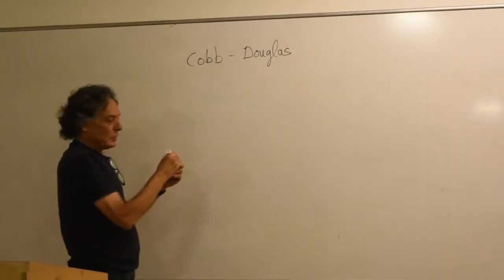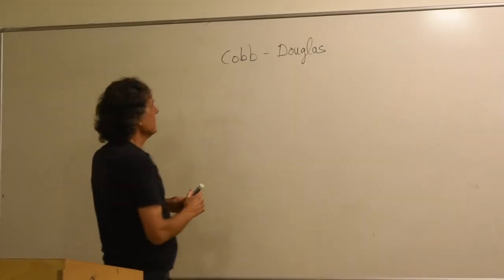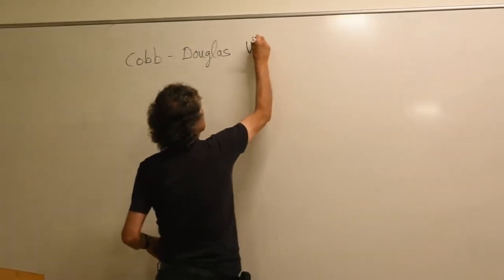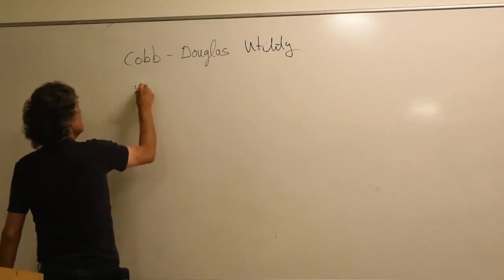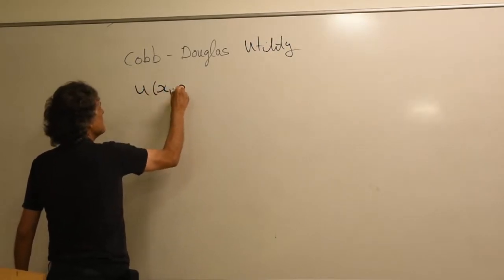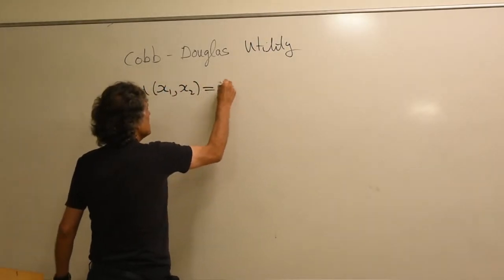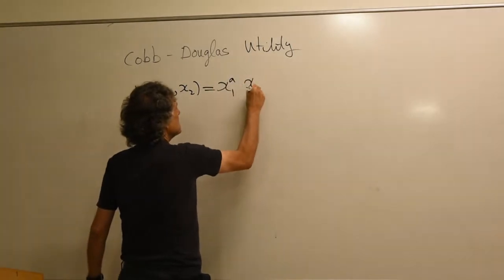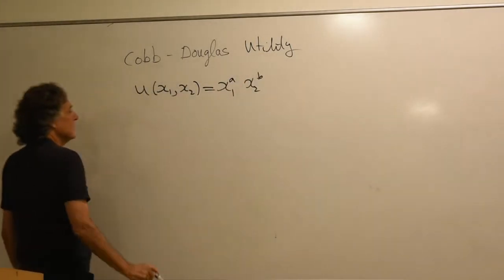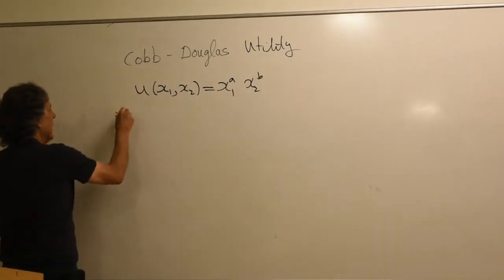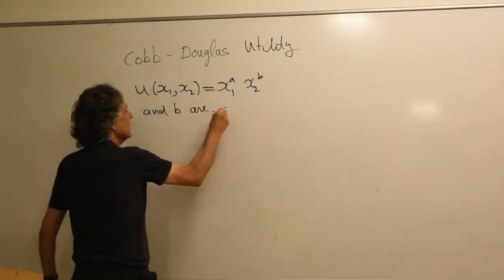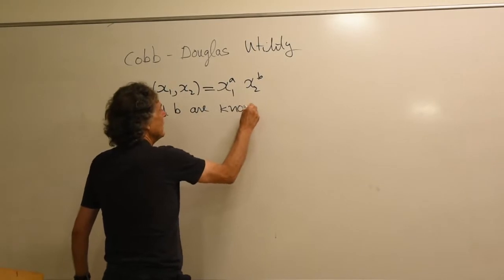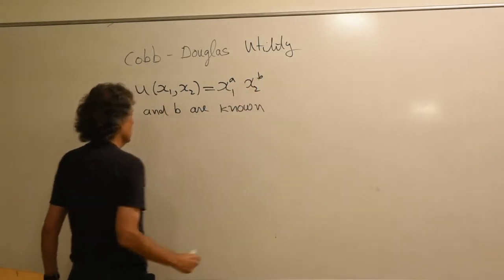I think the other one was a better one. Cobb-Douglas utility. And this is u of x1, x2 equals x1 to the a, x2 to the b. Okay? A and b are known. Like in our example, it was half and 1.